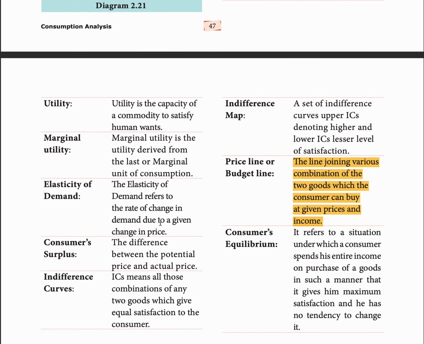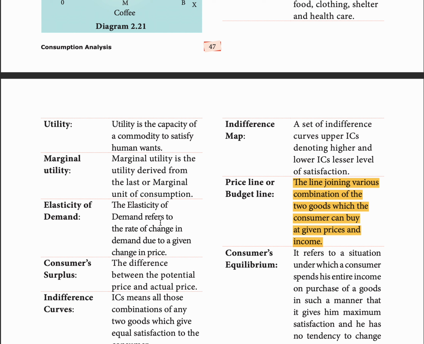So friends, we have understood this chapter. I hope you have got the crux of this chapter. It is basically an easy chapter, not a very difficult chapter.